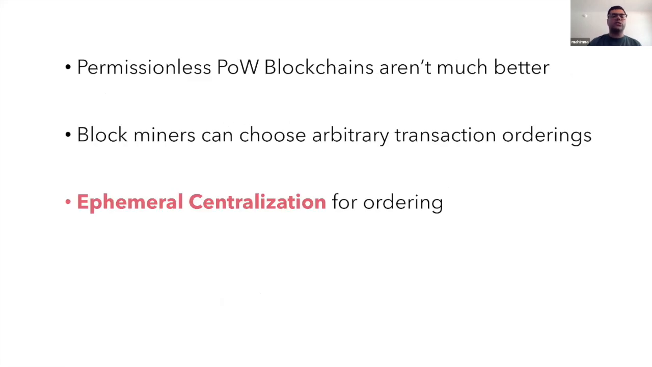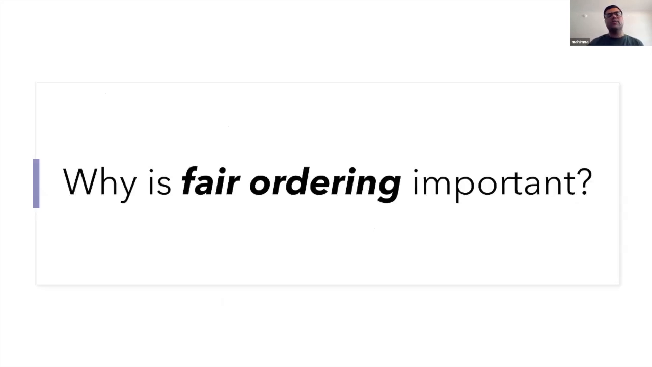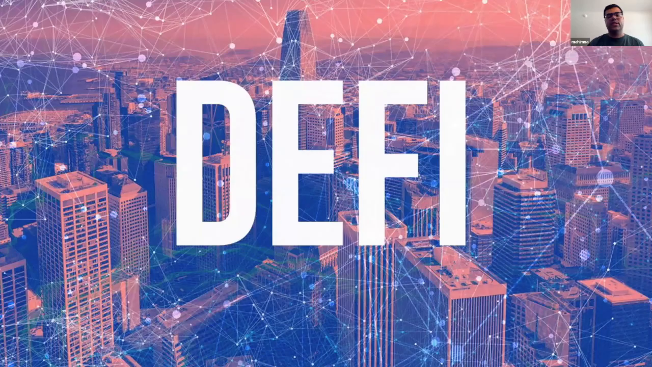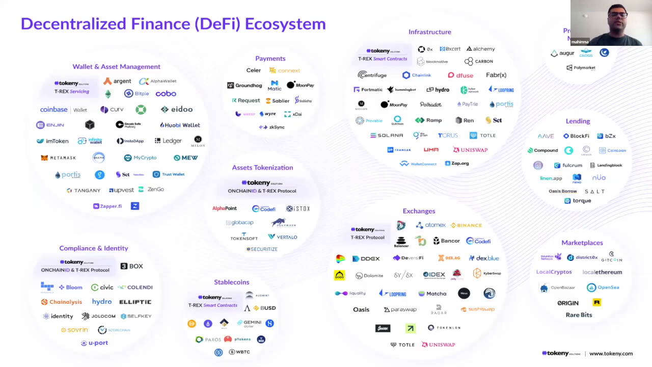Permissionless protocols aren't really much better either. Even if they're fundamentally more decentralized, the miner still has complete control over the ordering and inclusion of the transactions given to it. This is what we call an ephemeral or short-term centralization, specifically for ordering. So why is fair ordering very important? The primary motivation is seen in the context of decentralized finance, or DeFi, which is pretty hyped right now. This is just a partial list of financial instruments in the Ethereum ecosystem that have popped up in just the last few years.